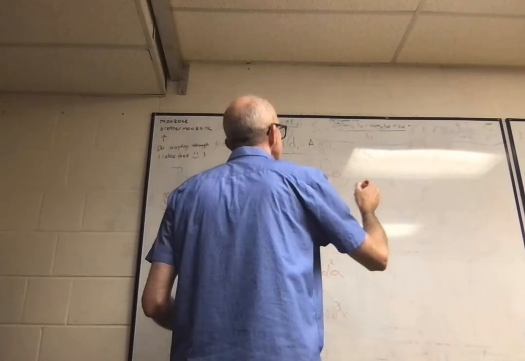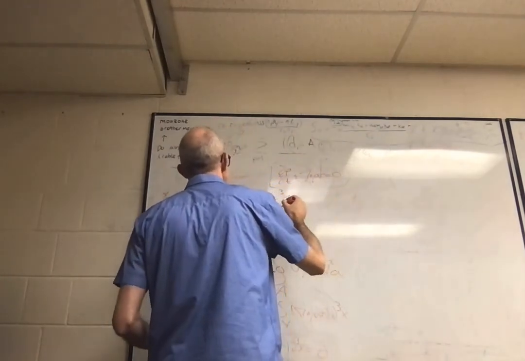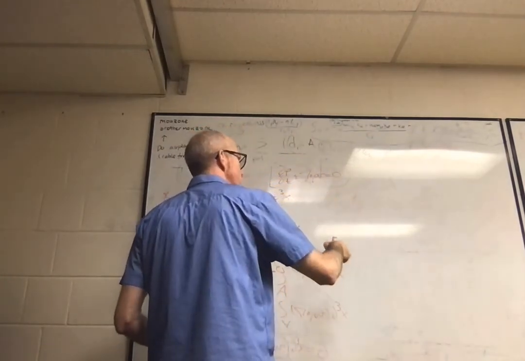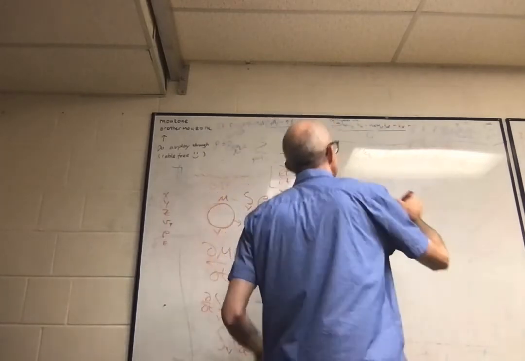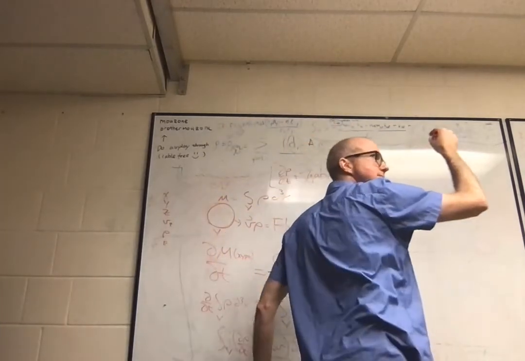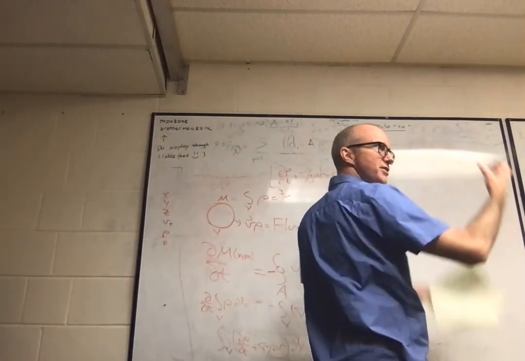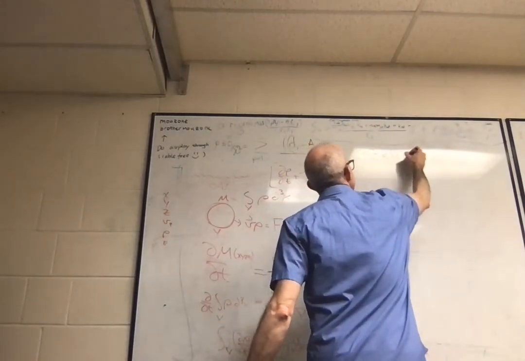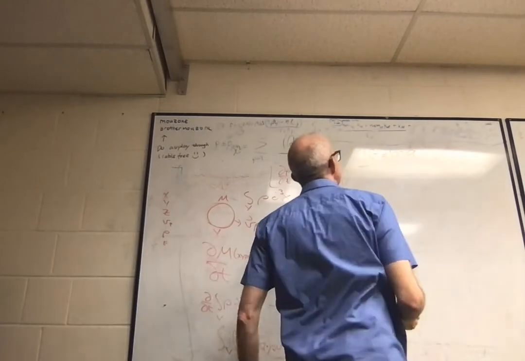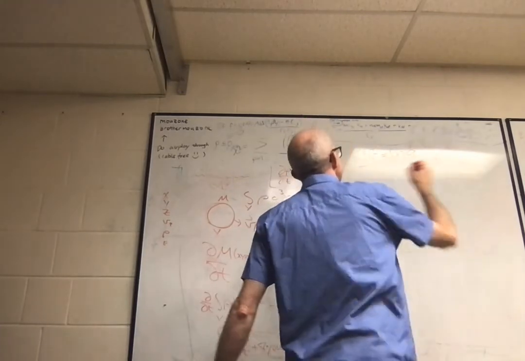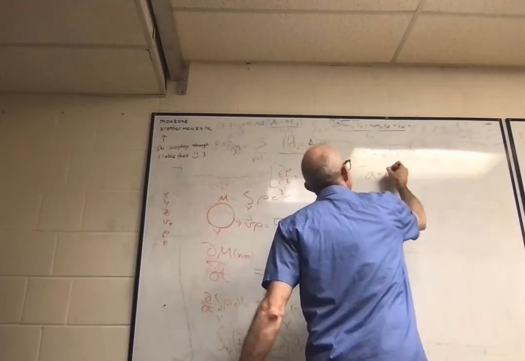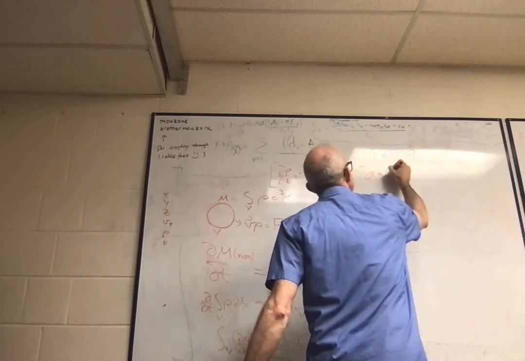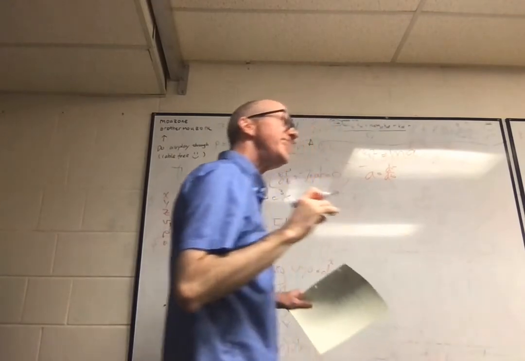Okay, Euler. So, can I do it in this space? I think I can. Okay. F equals what? You're a physicist. F equals? MA. F equals MA. What's A? A is dv dt. Okay.